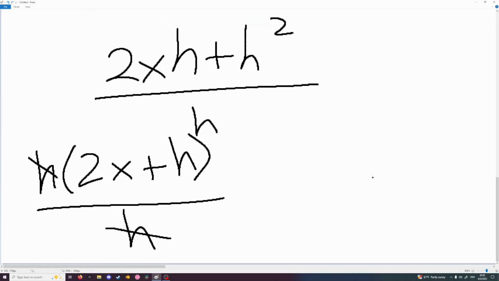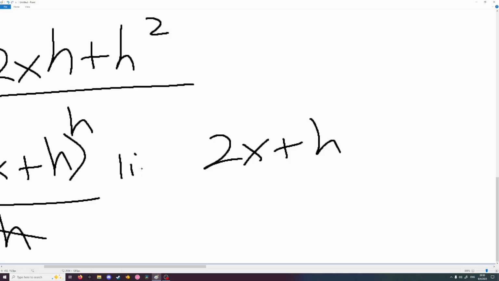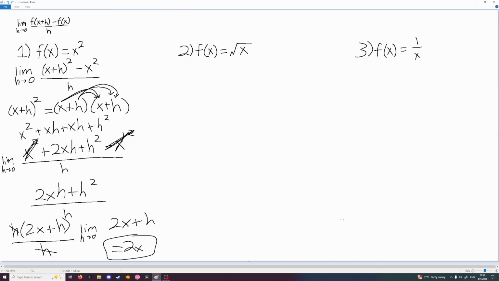These h's cancel, which gives us 2x plus h. And of course, because we have that limit as h approaches 0, we're just gonna plug 0 into this h here, which means 2x plus 0. Now that's just gonna be a 0. This will just be 2x. Very cool. So that's number 1.